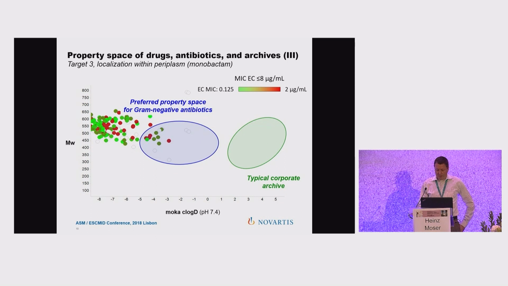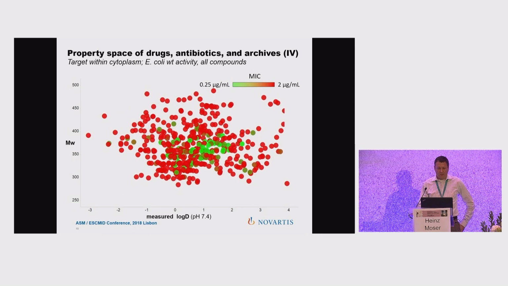Now let's go back to a cytoplasmic target. By the way, this resulted in LYS228. You've heard the story, or at least some of you heard the story. The compound currently started phase 2 clinical trials. So this is back to the second target within the cytoplasm. Now here what I show you is all the compounds. So no selection, right? And I again color them in terms of the MIC level.